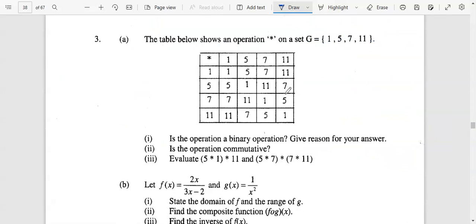The table below shows an operation star on set G. G has got elements 1, 5, 7, and 11. Is the operation a binary operation?